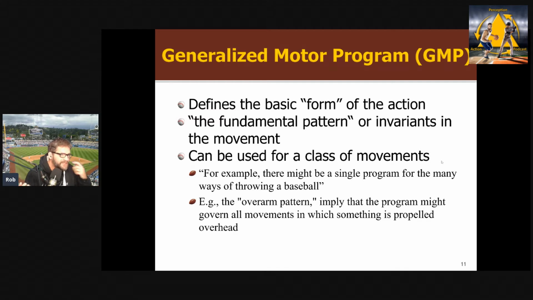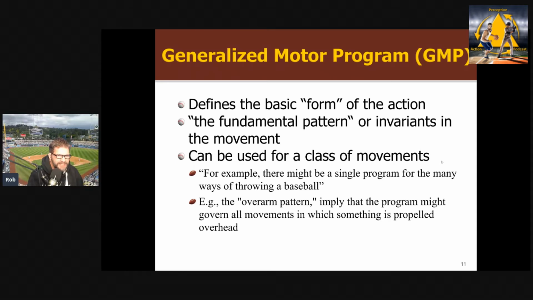It's the fundamental pattern or invariance in movement. What is the basic structure of throwing, right? What are the invariant features? What are the features involved in throwing? I.e., my elbow goes here, so what are the basic patterns, right?